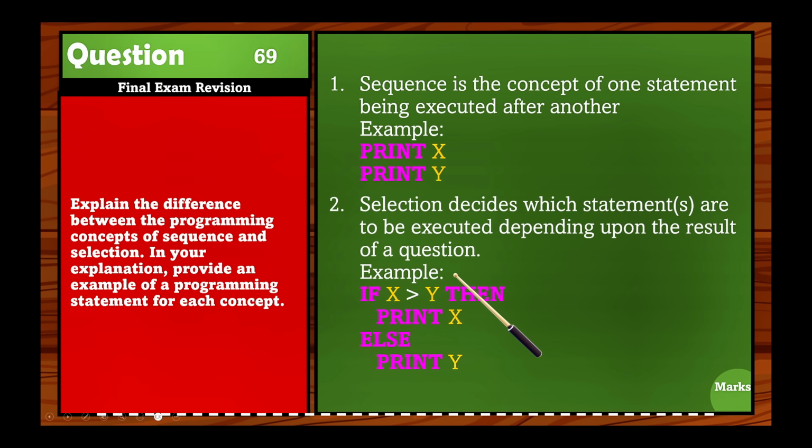Okay. Next one is the selection. Selection decides which statements are to be executed depending upon the result of a question. So here you can see, for example, you have an if. If is considered a selection statement because we first have a condition. Based on the condition result, true or false, we execute the line. Of course, if this condition is true, we'll execute print X. If the condition is false, we execute print Y.